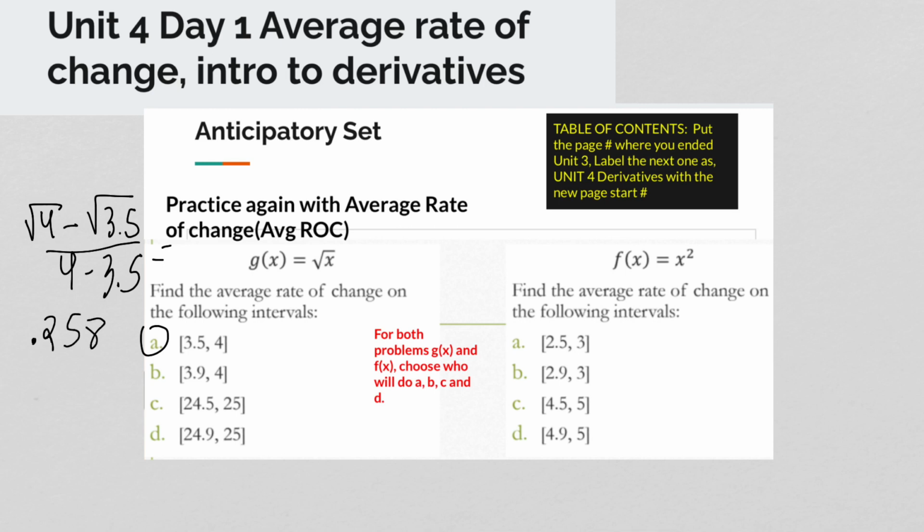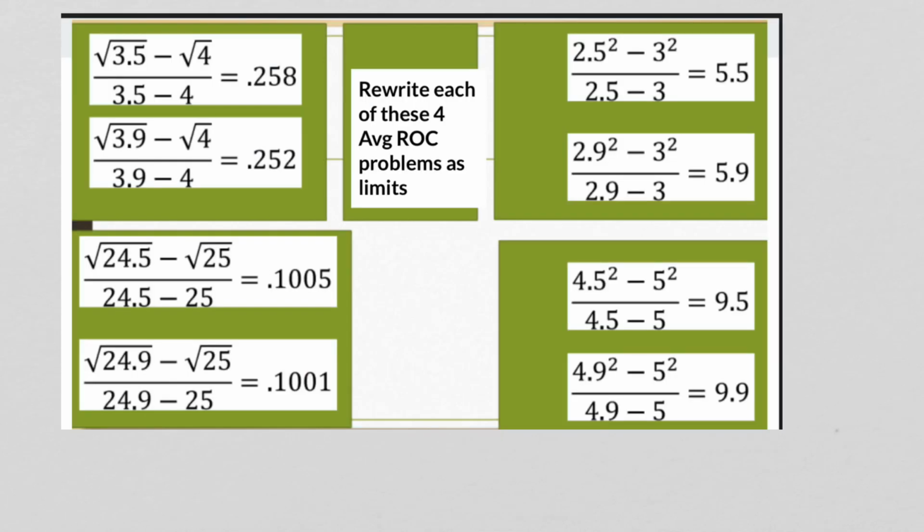All right, keep going, pause the video, do the left side, B, C, D, and also for x squared, A, B, C, D. The next slide has all the answers. Okay, so here are the answers for my g of x function on the left, my f of x function on the right. Hopefully you all got the same answers there.